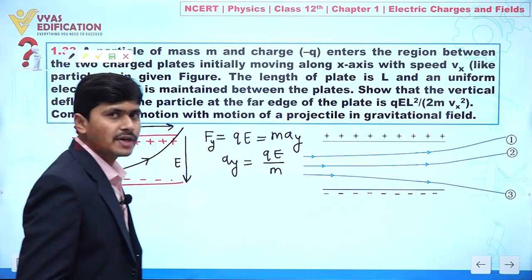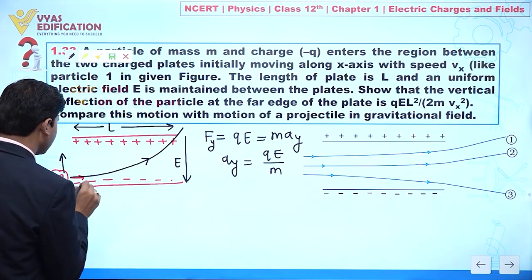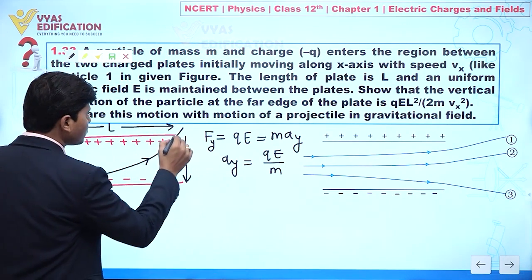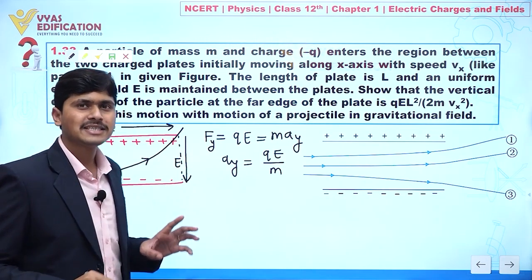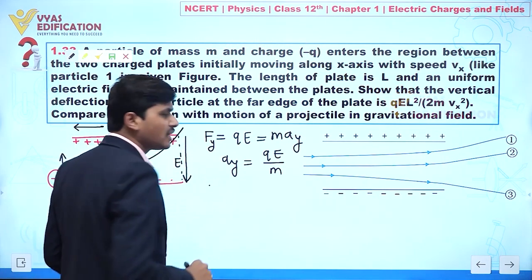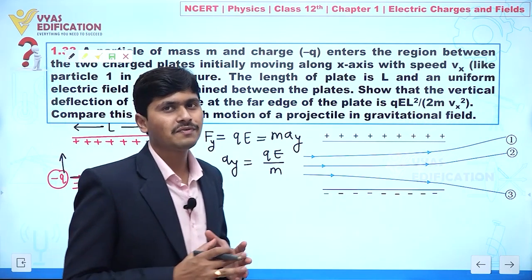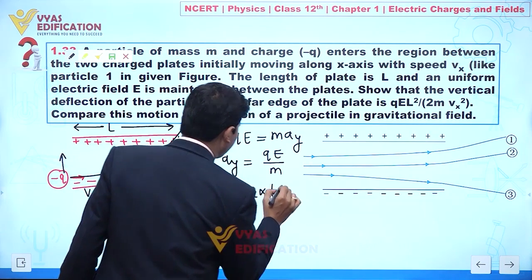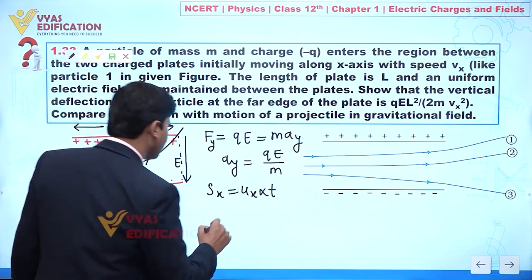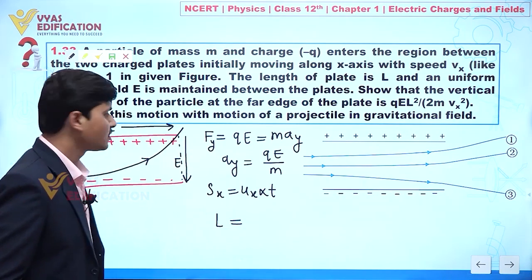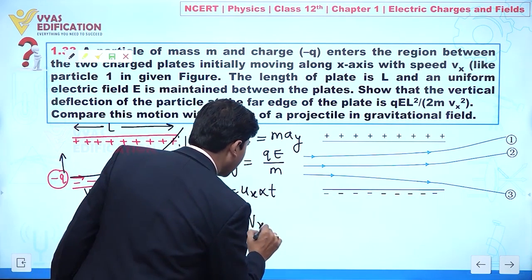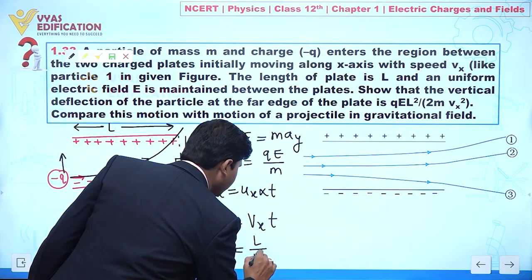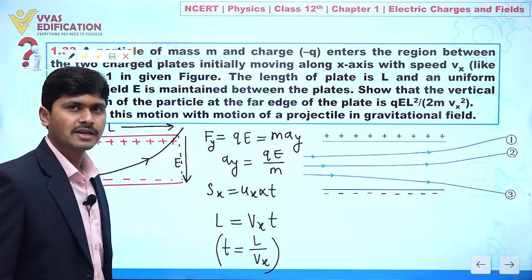Clear? So in the horizontal direction this charged particle has velocity Vx. Let's suppose from this point to this point the total time taken is t. Clear? So we can write like this, because in the horizontal direction no external force is acting: Sx equal to Ux into t. Clear? Sx is given to you, this is L, and it is equal to Ux, which is Vx, multiplied with t. Clear? So we can write t is given by L upon Vx. Clear?